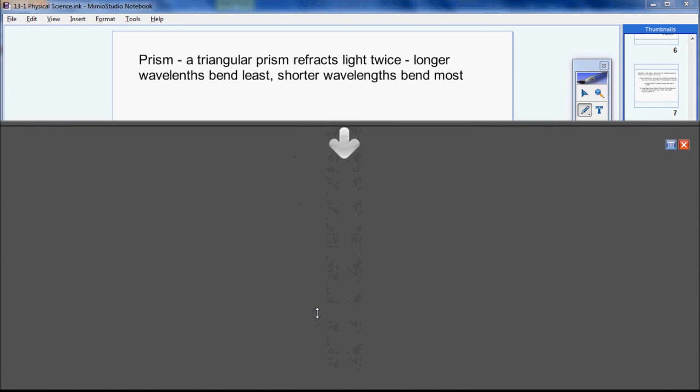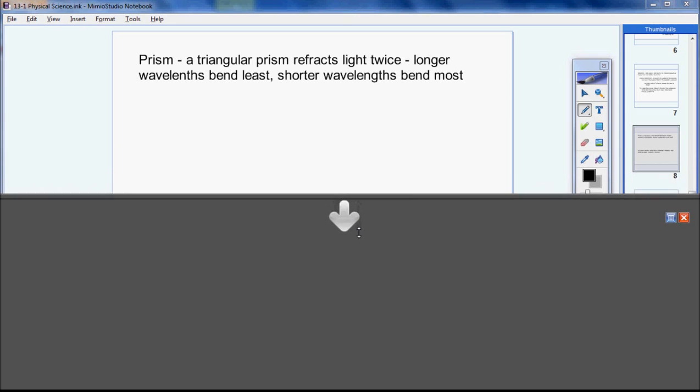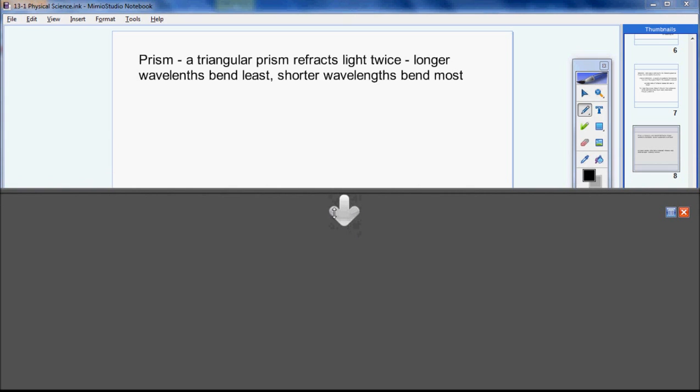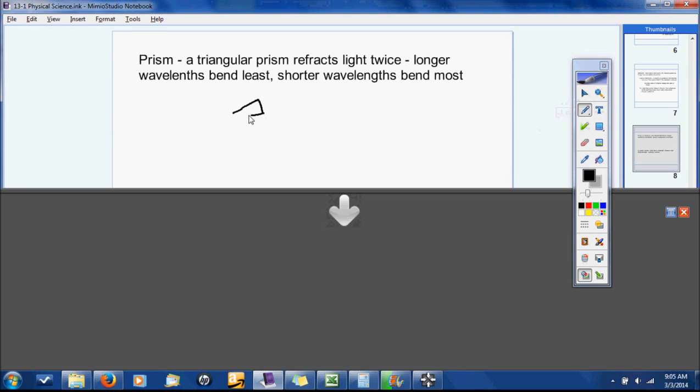Another thing we're going to take a look at in class are prisms. Okay, prisms are basically those triangular pieces of glass, and when light passes through a prism, you end up getting a rainbow. Now, a triangular prism means that the top and the bottom of these prisms are triangles. Okay, the top and the bottom are triangles. Okay, and then the sides are rectangles.